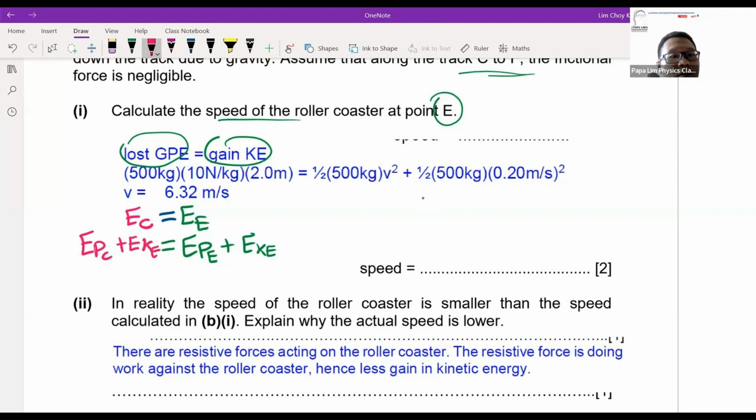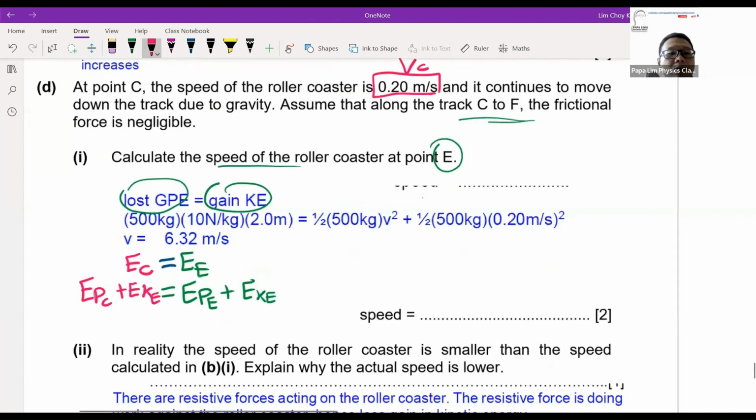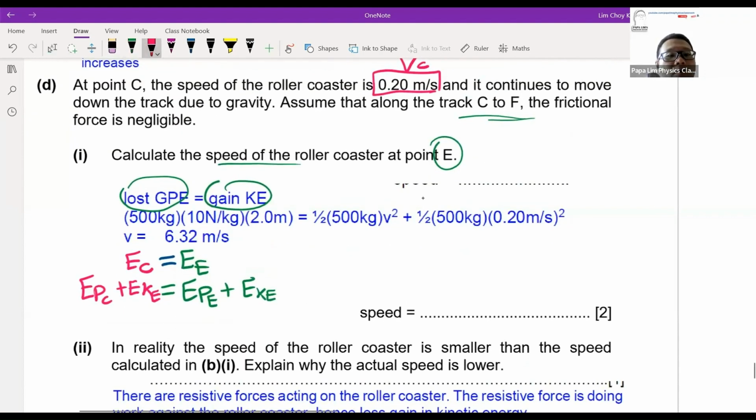Now, based on the question, the speed at C is 0.2 meters per second. So you have this number already. This is what we call your VC. Now if you substitute all the values, you will have a nice equation. Let's take a look.